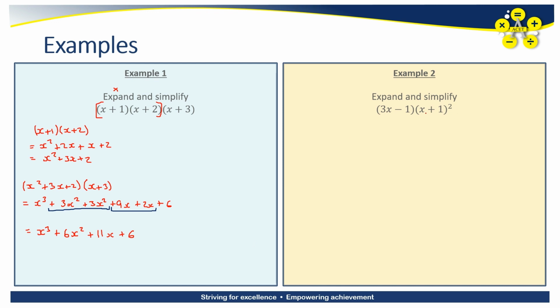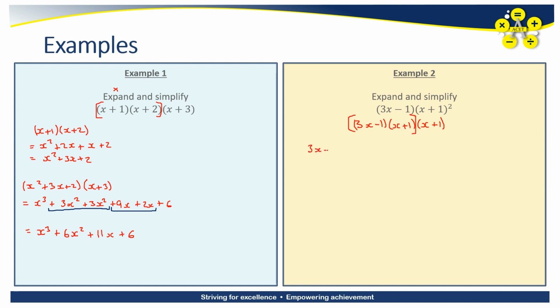Example 2 looks a bit different because it's a double bracket at the moment, but notice this x plus 1 squared. That means I can rewrite this because it's asking me to do 3x minus 1 multiplied by x plus 1 squared. Remember, x plus 1 squared means to multiply by itself. What we do have here is a triple bracket again. It doesn't matter which way you multiply them, but I'm just going to start with the first two.